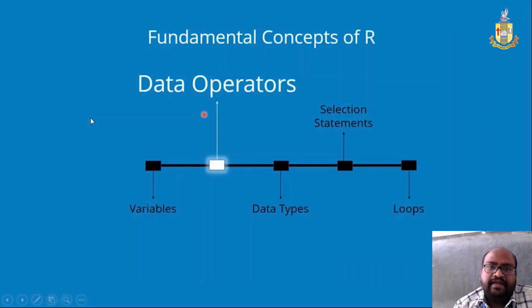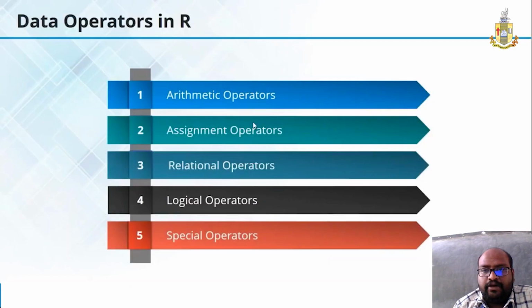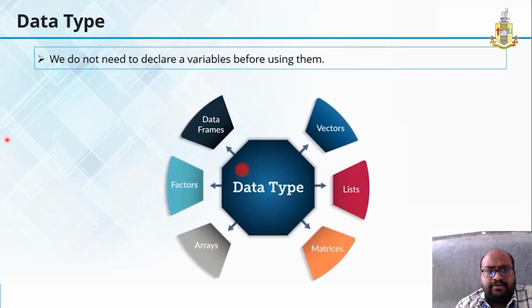So next one is operators. We have some operator structures: arithmetic operator, assignment operator, relational operators, logical operators, and special operators. Before moving on to operators, we will think about data types, which we need to know.